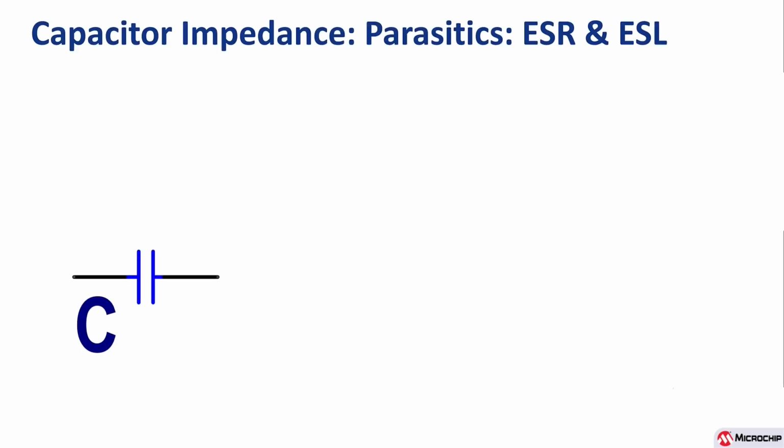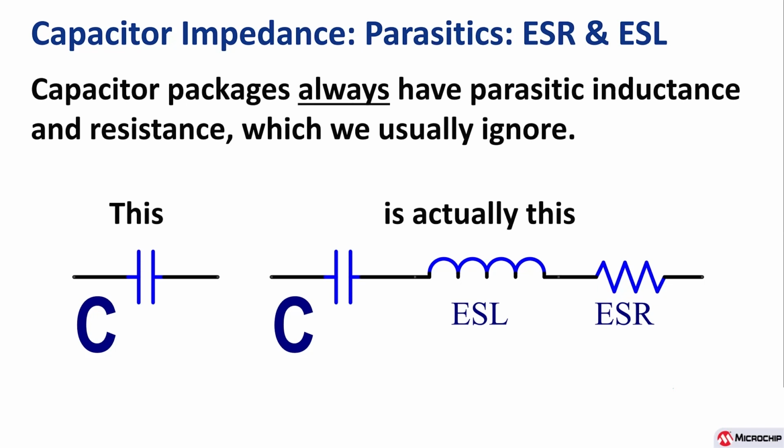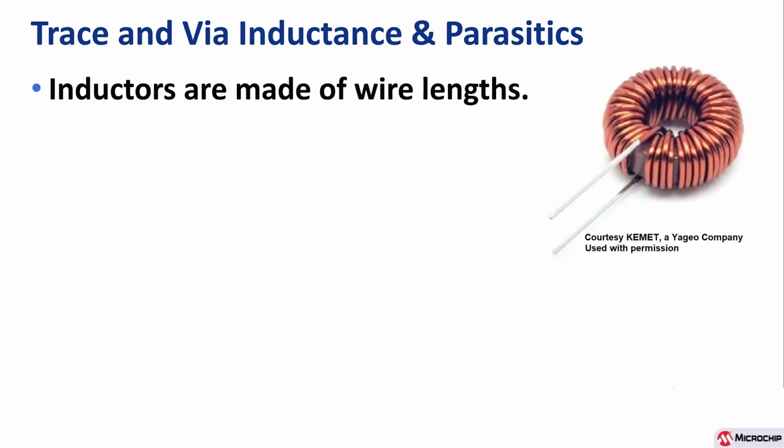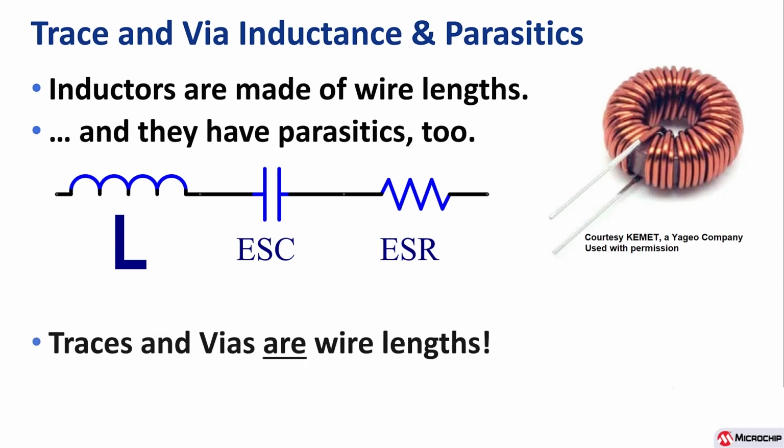Let's take a quick look at capacitor impedance. Capacitor packages always have a parasitic inductance and resistance, which we usually ignore because we're presuming that a capacitor is a capacitor. So when we see a cap sitting on the left there, what it really is a capacitance and an equivalent series inductance and an equivalent series resistance. And all of those feed into its impedance. Now remember that inductors are wire lengths. A stretch of wire, a length of wire, whether it's wrapped in a circle or whatever, is an inductor, and they have parasitics too. Traces and vias are wire links and therefore are inductors.